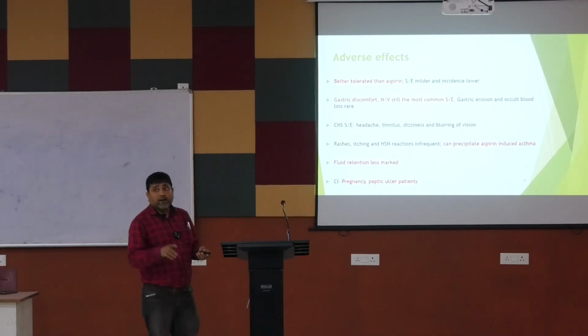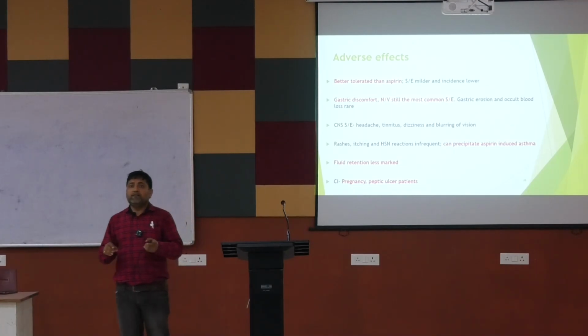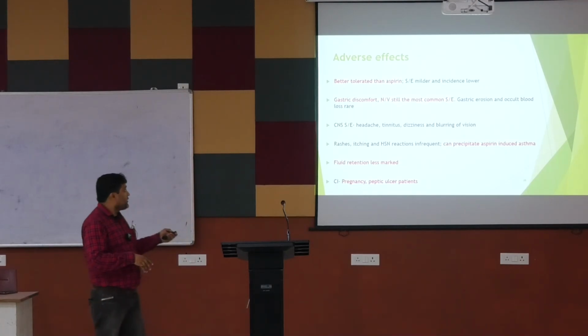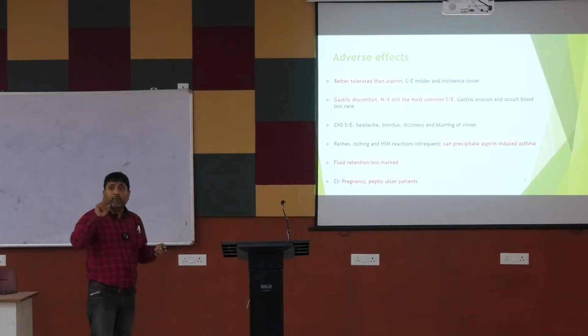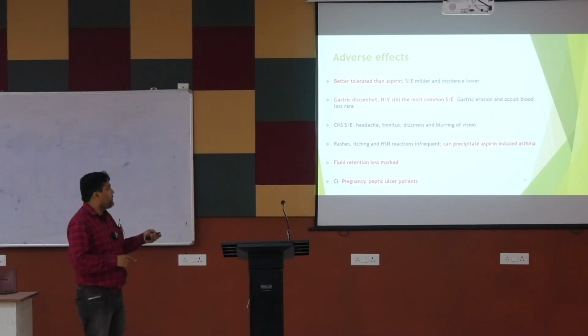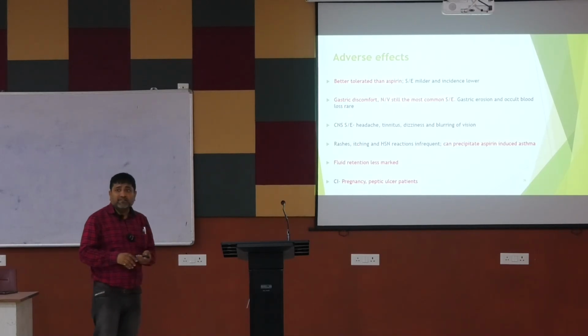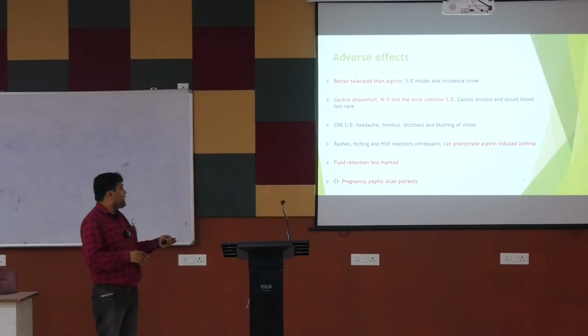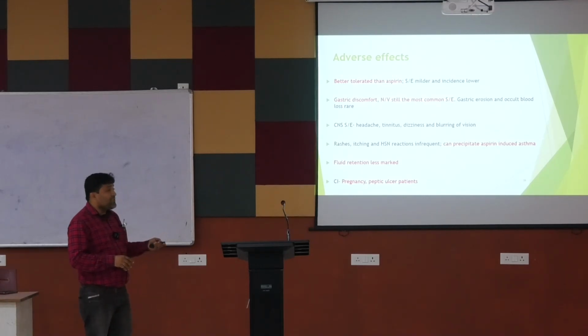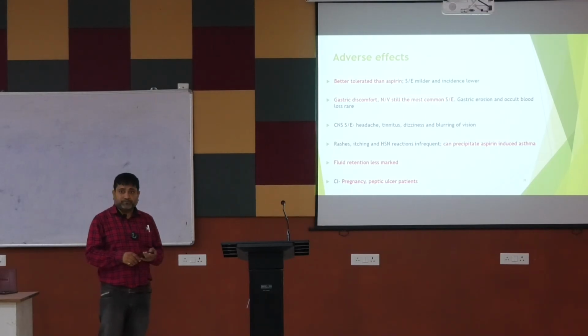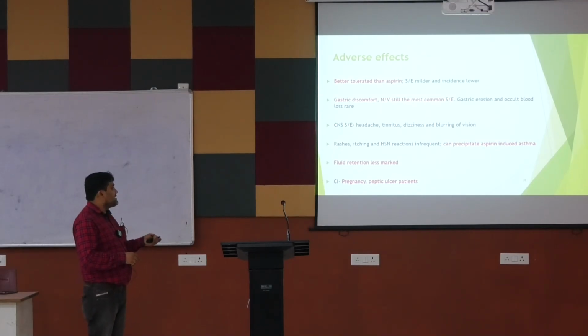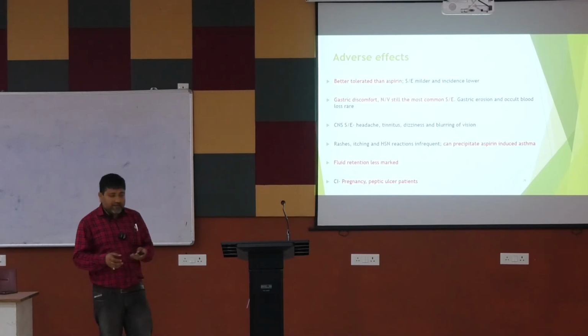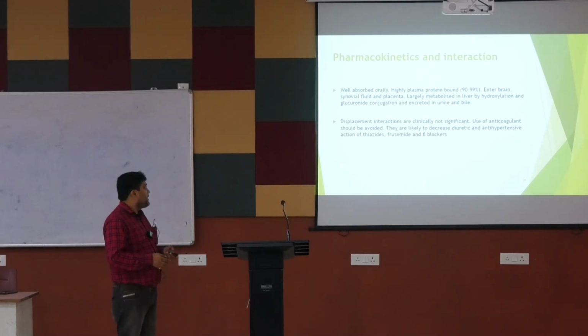Adverse effect: better tolerated than aspirin. Aspirin is more ulcerogenic. They are better tolerated. Gastric discomfort, nausea and vomiting still are the most common side effects with them. CNS side effects are also seen: headache, vertigo, tinnitus, rashes, itching, hypersensitivity reaction can be seen. They can precipitate aspirin-induced asthma. Fluid retention is less marked. They are contraindicated in pregnancy and peptic ulcer patients.